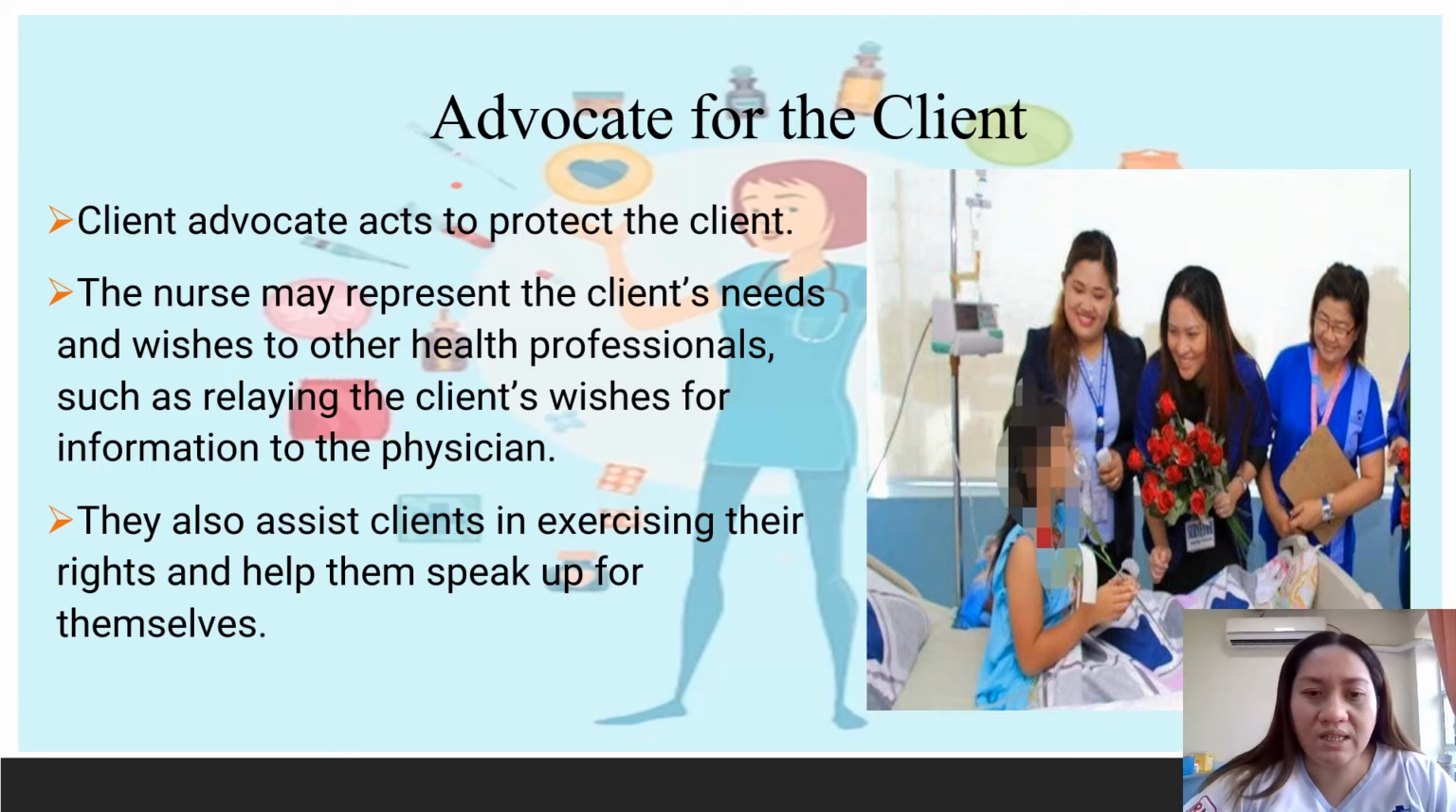They also assist clients. Being an advocate, you have to assist clients in exercising their rights and help them speak up for themselves. So that is your role as a nurse.